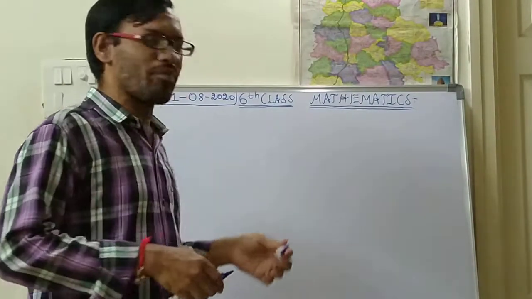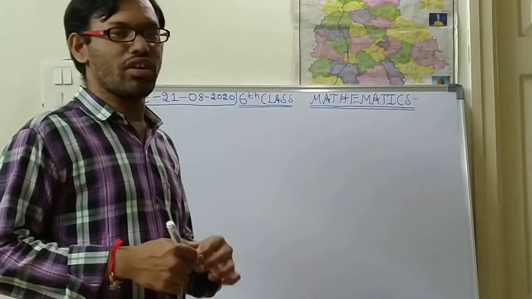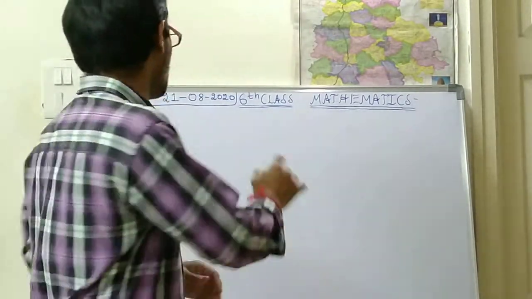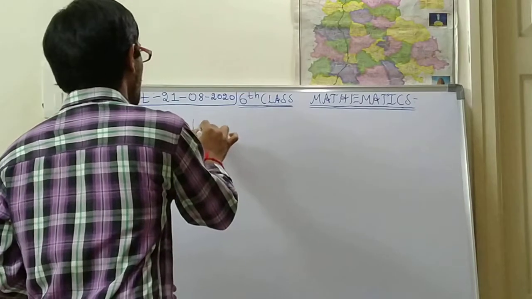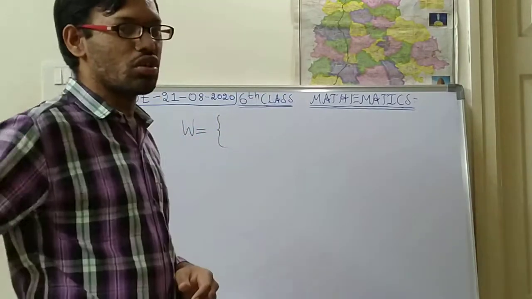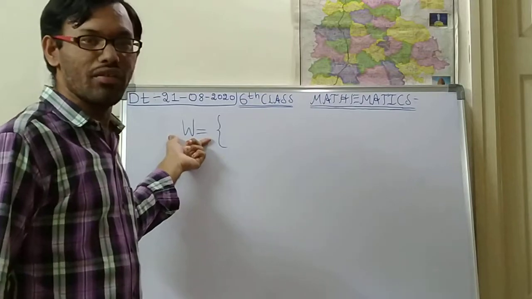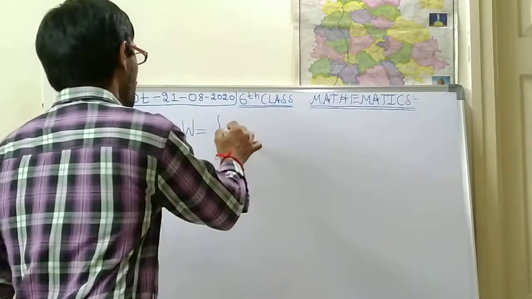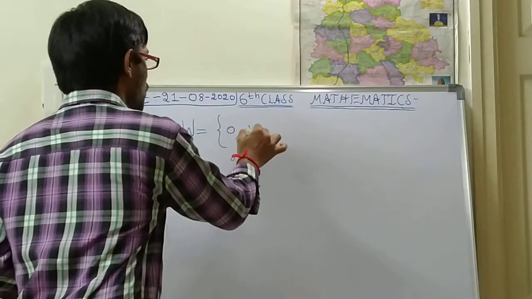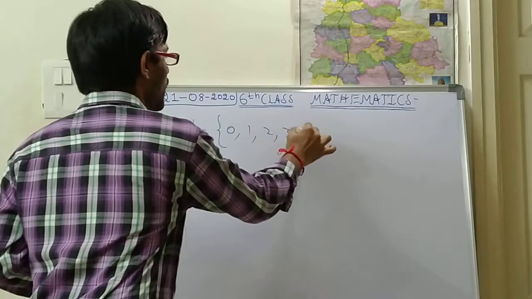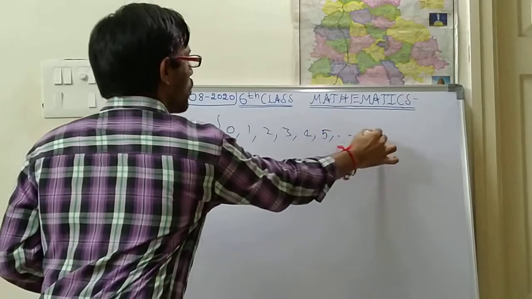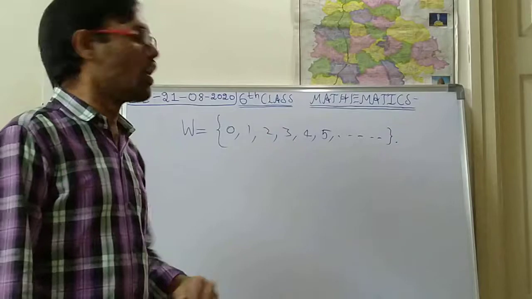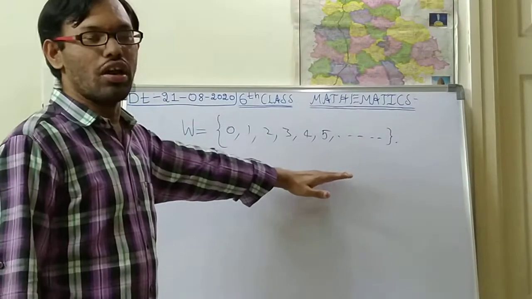So what are the properties of whole numbers? First of all, we should know what whole numbers are. In the previous class we discussed that whole numbers are represented with the capital letter W. So W equals 0, 1, 2, 3, 4, 5 and so on. The last number doesn't exist. So this is the set of whole numbers.